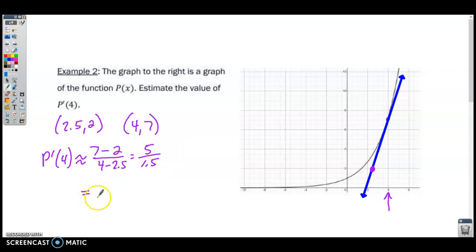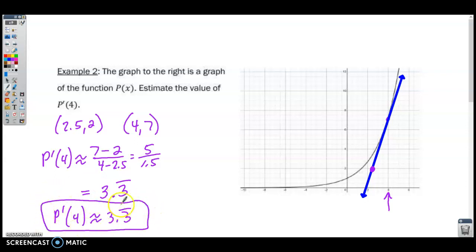And we divide through here, and it looks like 3.3 repeating. There are no units given in my problem here, so I'm not going to put any units in my answer. And I'm going to say, p prime of 4 is approximately 3.3 repeating.